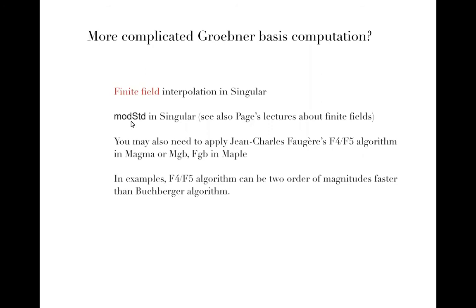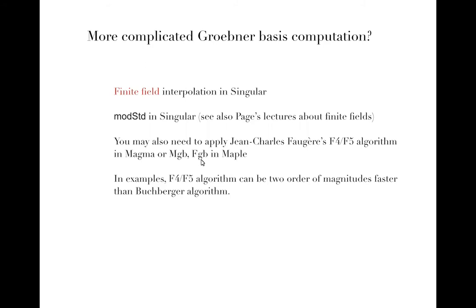This kind of algorithm, I don't think the original papers are so difficult to read. But the problem is, even if you understand the original paper of the F4 and F5 algorithms, if you try to write your own program to get something efficient, that's almost impossible. You need a lot of experience with programming. So fortunately, there are several good implementations of the F4 and F5 algorithms for Gröbner basis computation.